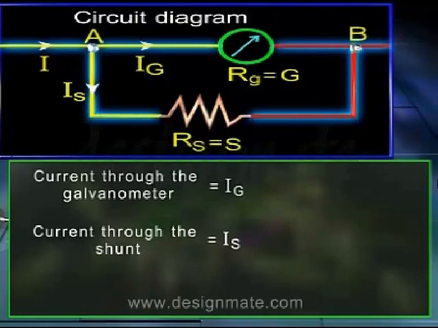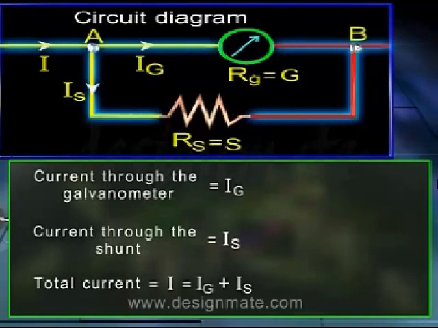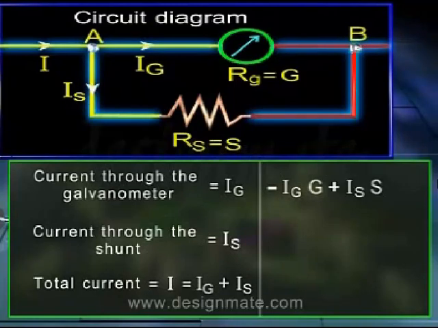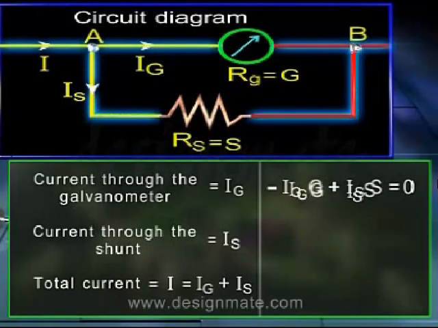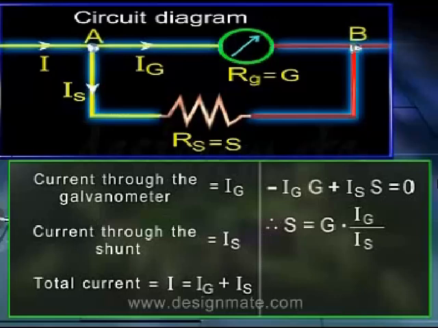Using Kirchhoff's first law at the junction A, the total current I is equal to Ig plus Is. From Kirchhoff's second rule, minus Ig into G plus Is into S is equal to 0. Therefore, S is equal to G into Ig upon Is. But Is is equal to I minus Ig. Therefore, S is equal to G into Ig upon I minus Ig.